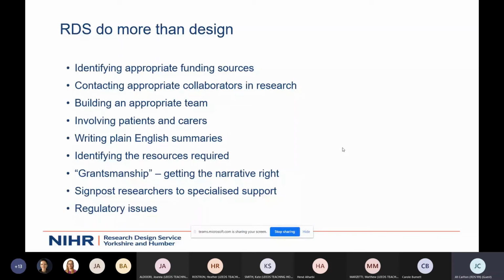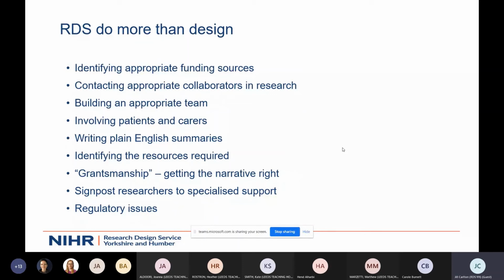We also work with lots of different people, both within our other jobs and our other roles, but also we are familiar with other RDS advisors, both within our regions and also across regions. The RDS is a national service, so we might be able to help identify potential collaborators for you. We might be able to help you bring together an appropriate team if you're looking at more advanced fellowships here.